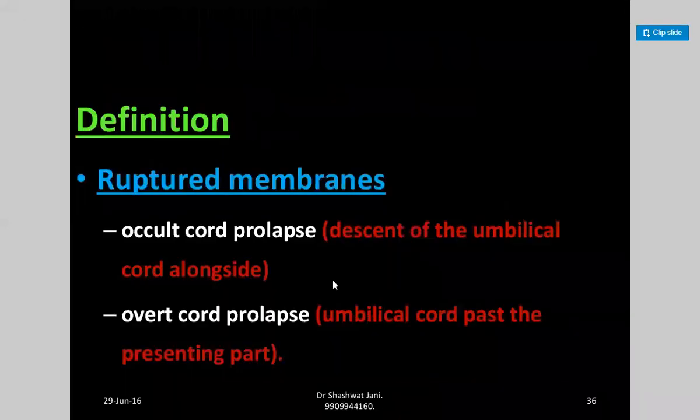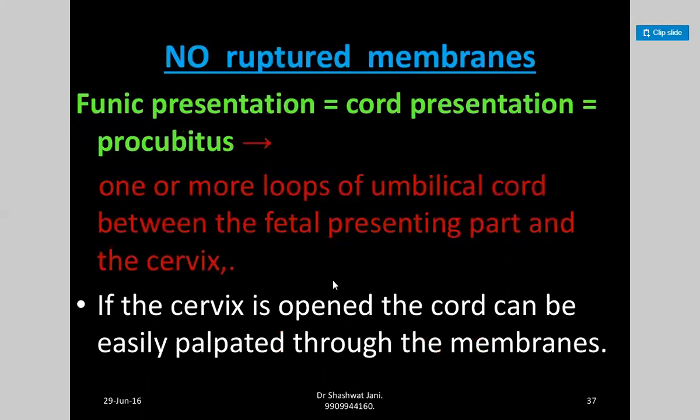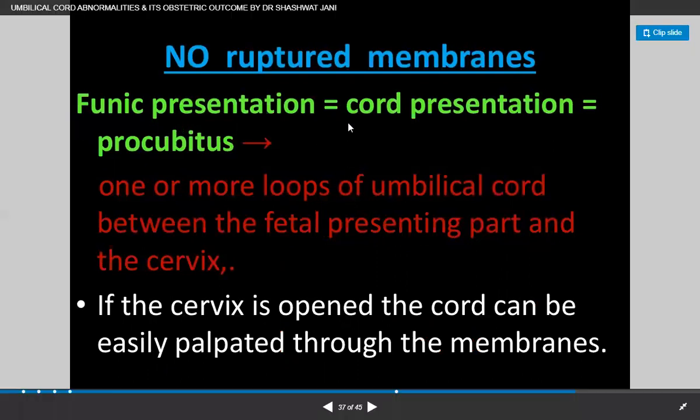And sometimes there is a rupture of membranes. In occult cord prolapse, there is descent of the umbilical cord alongside the presenting part, while in overt cord prolapse, the umbilical cord passes the presenting part. That is the two varieties. Then funic presentation, that is cord presentation and procidentia.